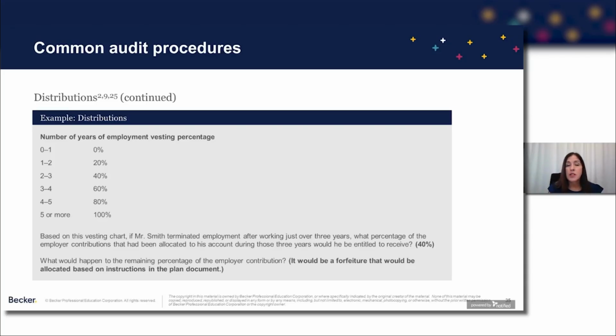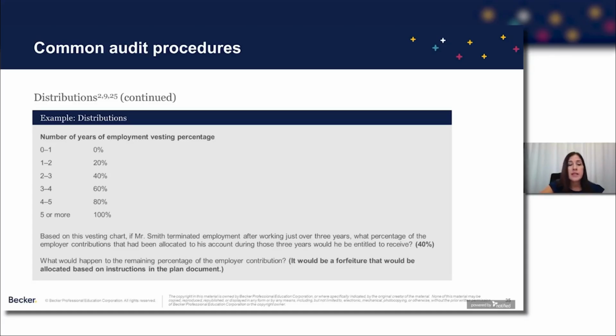Distributions are also subject to the vesting, and vesting only applies to the employer portion of the contributions because, as we said earlier, the participants are always 100% vested in their own contributions. The vesting provisions will also be specified in the plan document, and generally it's some type of graduated vesting schedule like you see here, or it's a cliff vesting schedule.